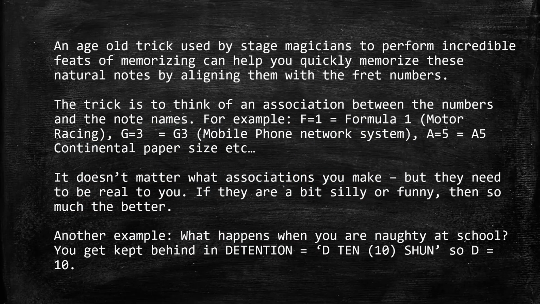An age-old trick used by stage magicians to perform incredible feats of memorizing can help you quickly memorize these natural notes by aligning them with the fret numbers. The trick is to think of an association between the numbers and the note names. For example, F equals 1. So F could be Formula 1, motor racing. G equals 3, as in G3, mobile phone network system. A5, continental paper size, etc.